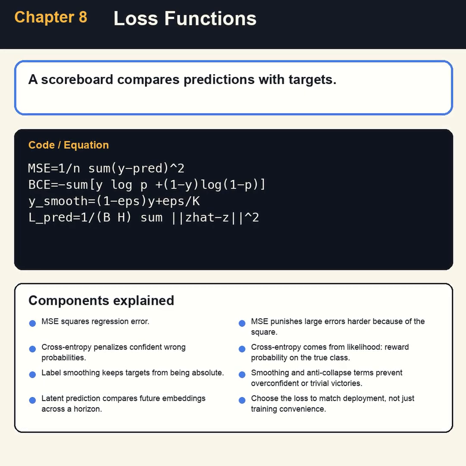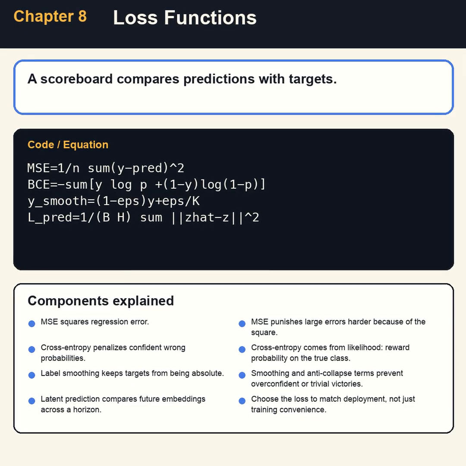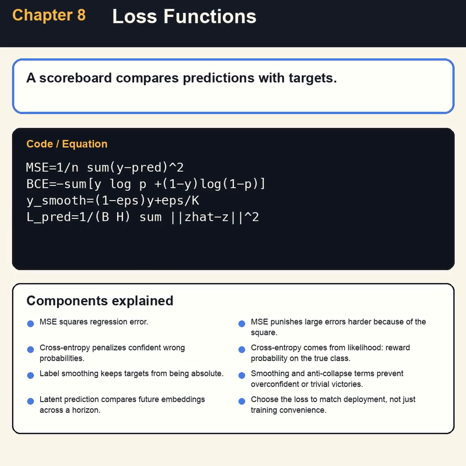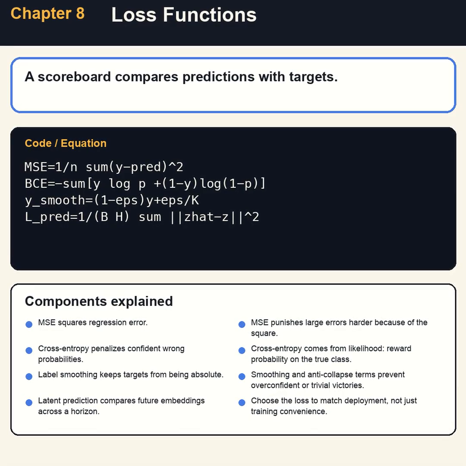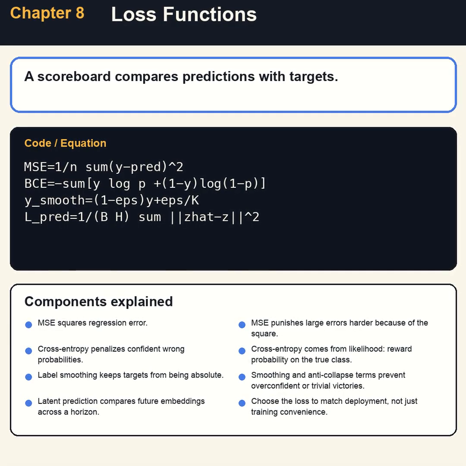Loss functions are the laws of the world. MSE says big misses are dramatically worse. Cross-entropy came from maximum likelihood. The best classifier should assign high probability to what actually happened. Latent prediction, smoothing, and anti-collapse terms exist because modern models can exploit weak objectives unless the scoring system demands useful structure.